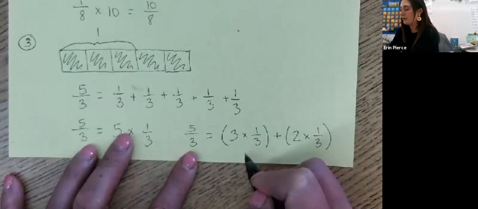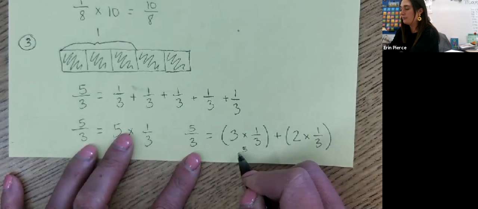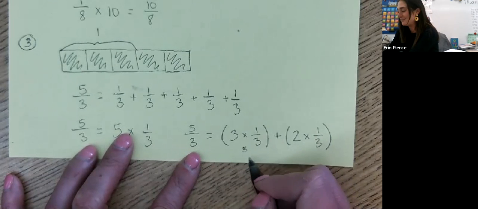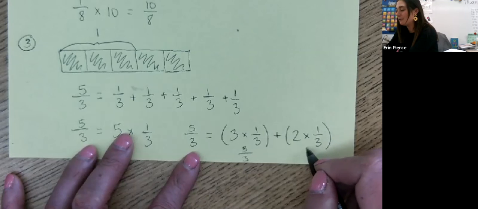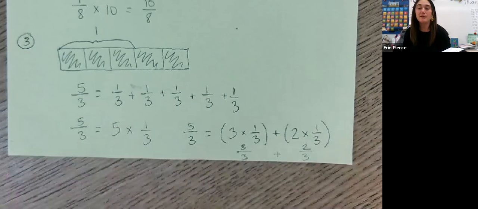3 times 1/3 is equal to 3/3. And 2 times 1/3 is equal to 2/3. If I add 3/3 plus 2/3, I get our answer of 5/3.